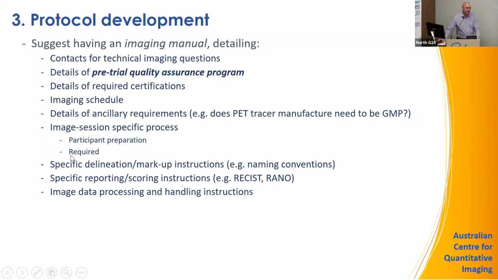so how these images need to be labelled locally before they're sent for analysis, any local reporting that needs to be done. So RECIST, for example, is a way of assessing tumour response, so whether that needs to be done locally before the images are sent. And any image processing and handling that needs to be performed. And a typical image processing stage would be a de-identification of the images before they're submitted.